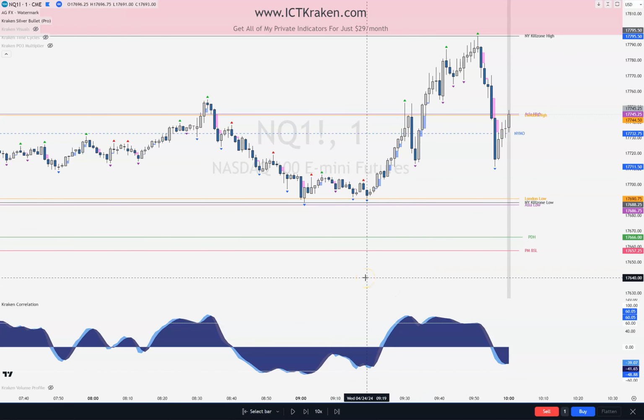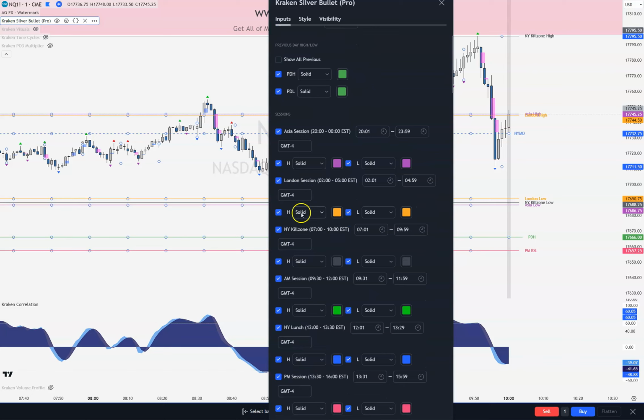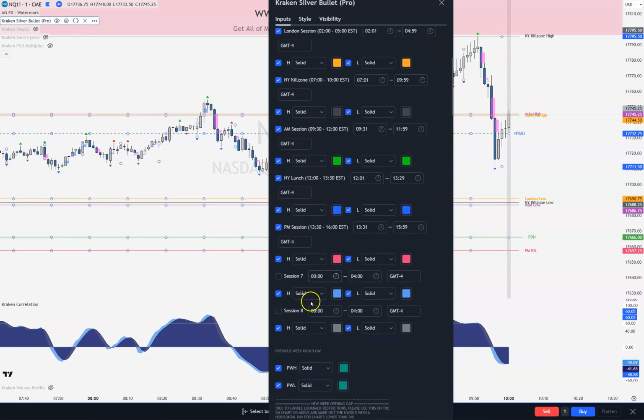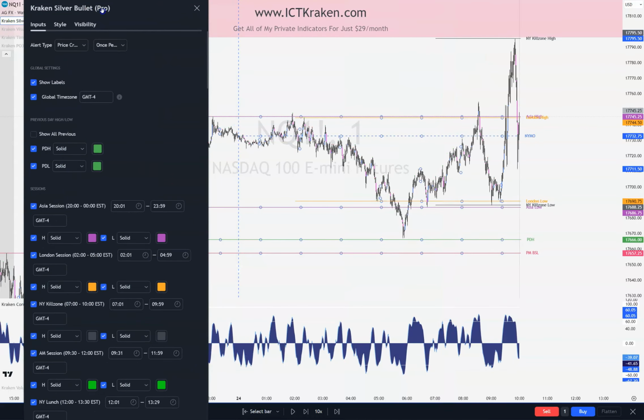Today I want to go over the AM Silver Bullet on Wednesday, April 24th. So the first thing we're going to do is turn on the Kraken Silver Bullet Pro, which I already did. I believe they're all turned on already. Look, yep, they are. So let's move this over.